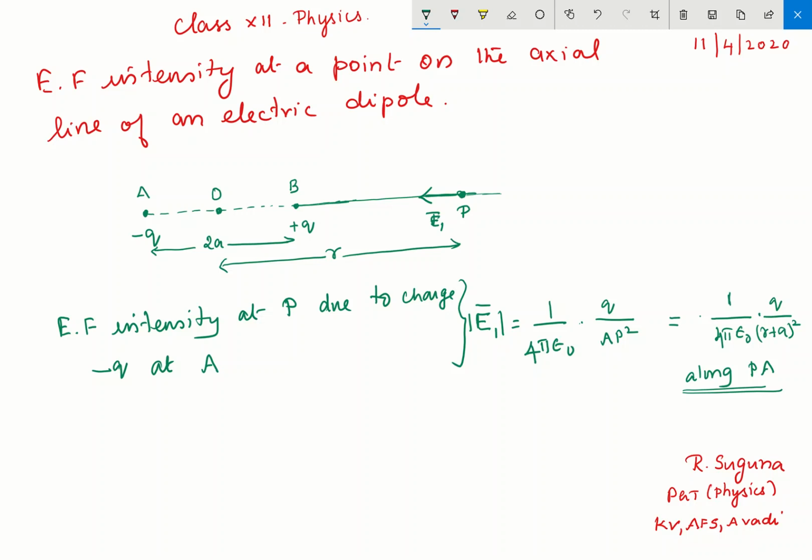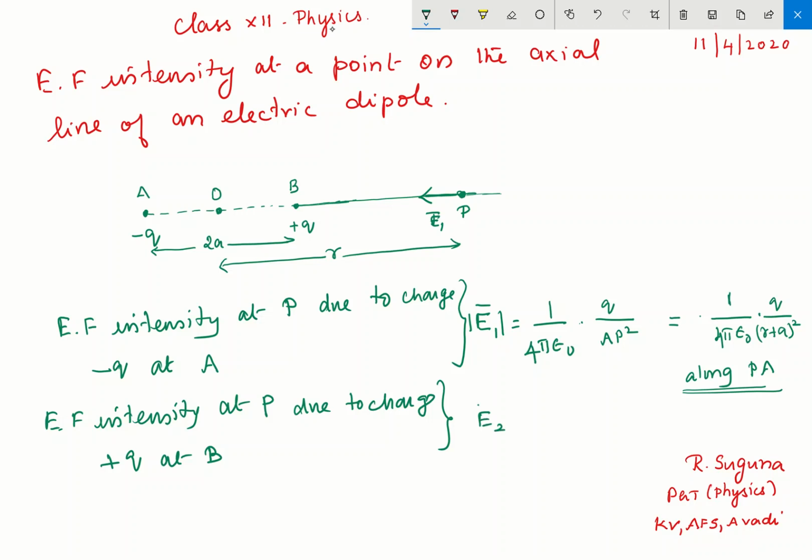Okay. Next one is, what is the electric field intensity at P due to charge plus Q at, where is it? B. Therefore, that is nothing but E2. E2 magnitude. What is E2 magnitude? First, after that we will go to direction.